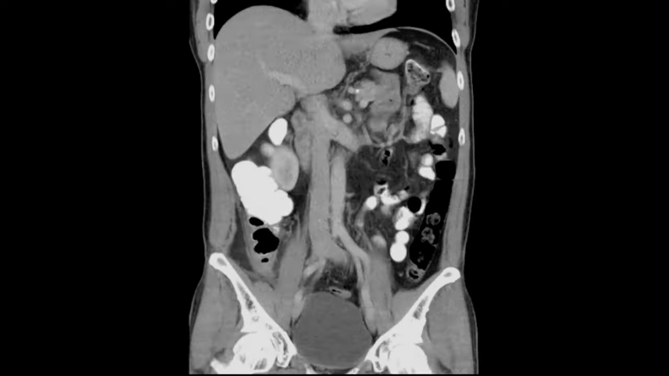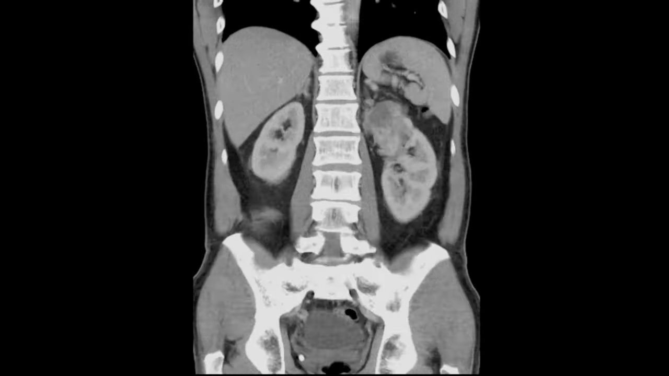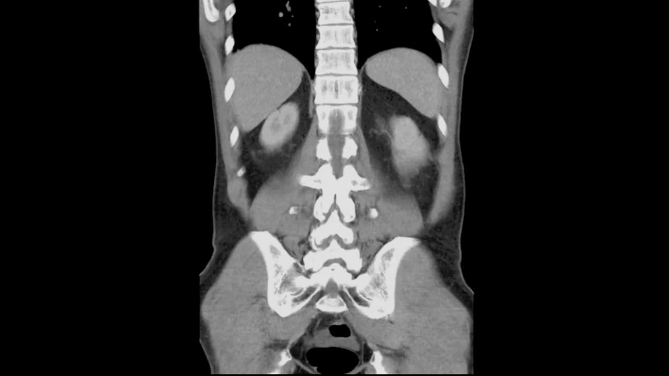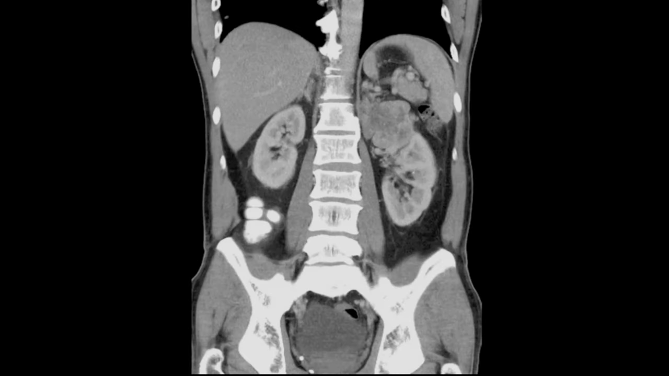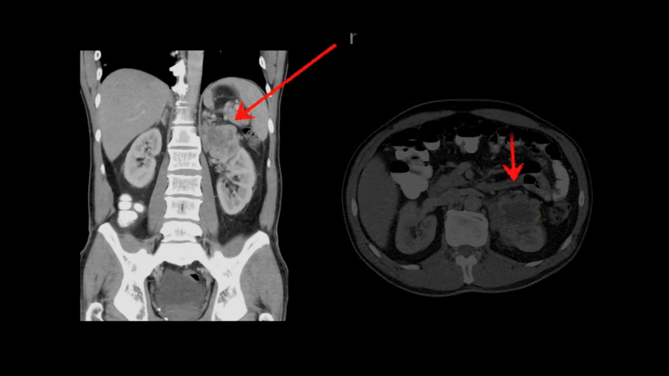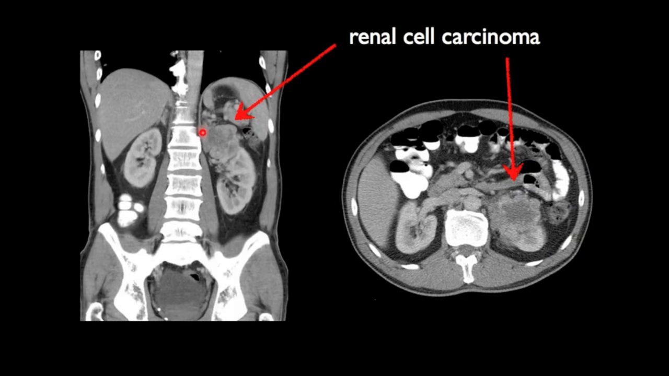This patient also has an unrelated but very important pathology demonstrated on these images. Here in the left renal upper pole, there is a heterogeneous mass which is quite large and is invading beyond Gerota's fascia and probably getting into the left adrenal gland. This appearance is consistent with a renal cell carcinoma, which was an incidental finding in this patient, but obviously a very important one.